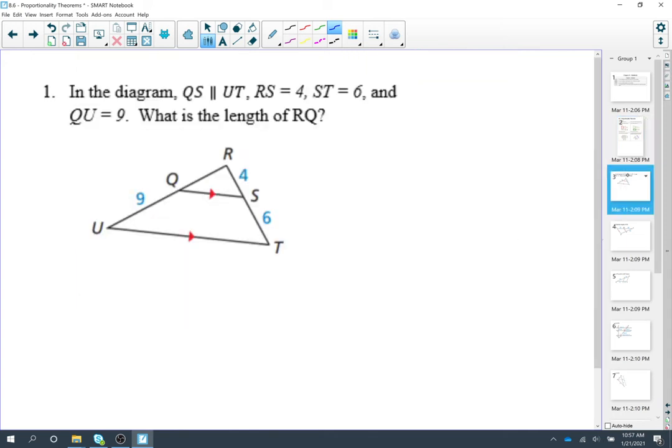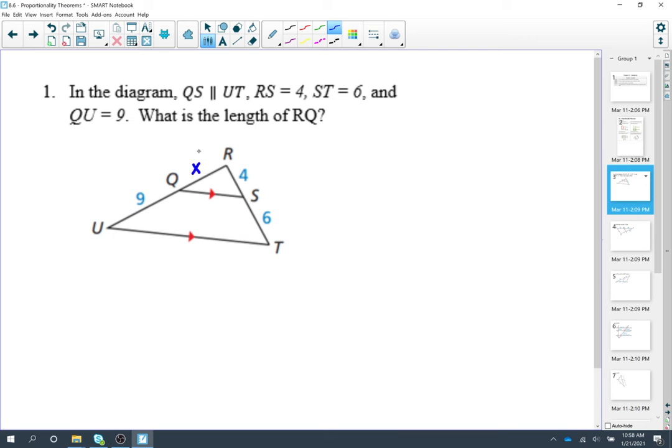Example 1. In the diagram, QS is parallel to UT. We know that RS is 4, ST is 6, and QU is 9. What is the length of QR? So RQ or QR is right here. I'm going to put an X.